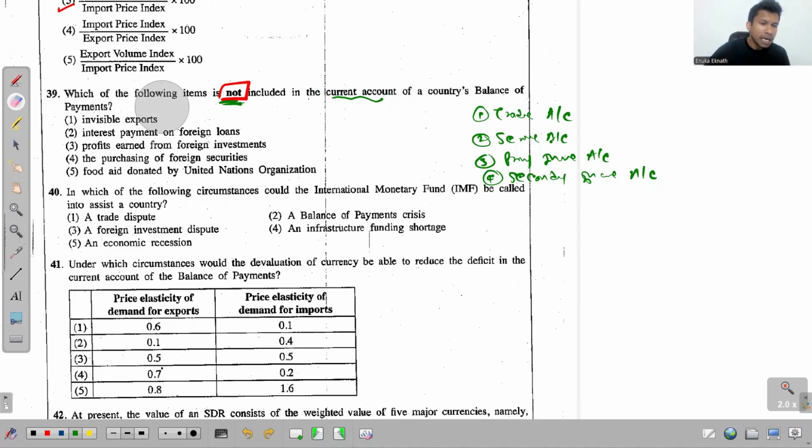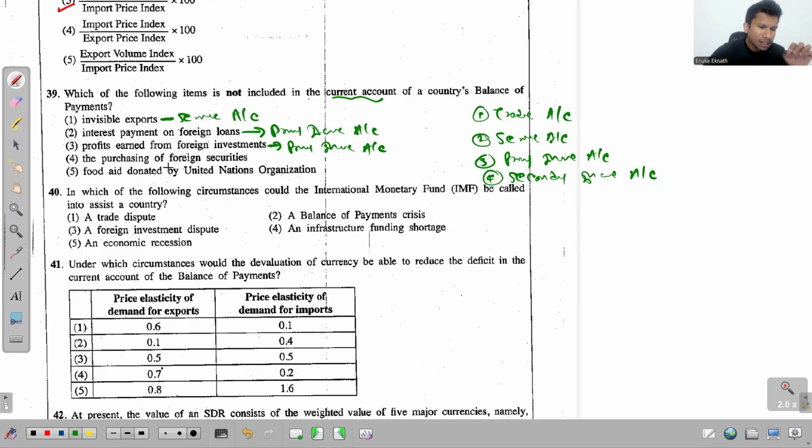Look at the first one, invisible exports. Where do we record these invisible exports? We record them in the services account, right? Second one, interest payment on foreign loans. See that now, where do we record it? We record this in the primary income account. Third one, profits earned from foreign investments. Once again, this goes under the primary income account.